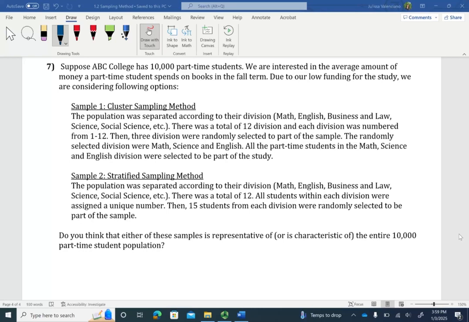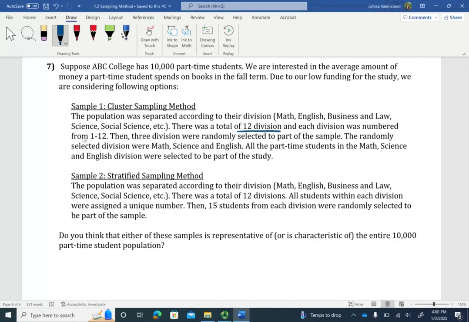So let's look at both options. Sample 1 would be the sample resulting from a cluster sampling method. In this case, the population was separated according to their division: math, English, business and law, science, social science, and so on. There's a total of 12 divisions, and each division was numbered from 1 to 12. Then we see that 3 divisions were randomly selected to be part of the sample.